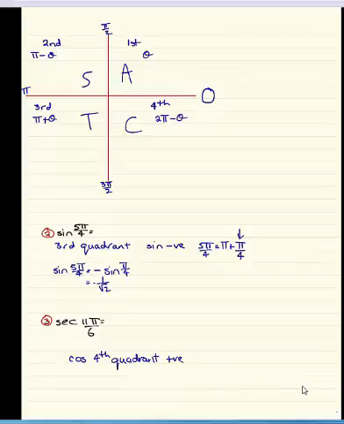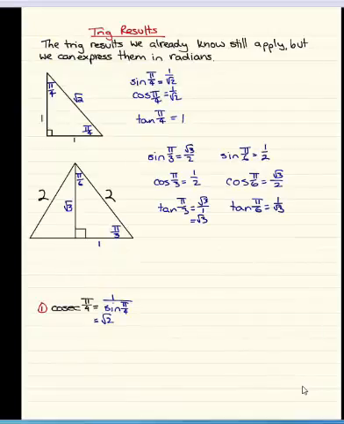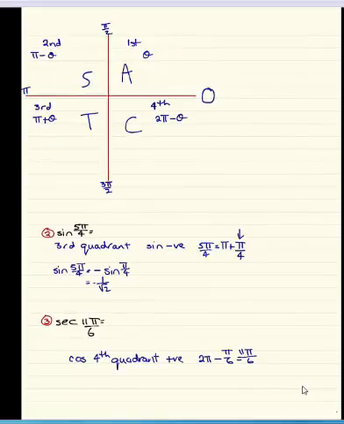So we know that cos in the fourth quadrant is positive. And we know that we are working with 2 pi minus, so think about it, it's 2 pi minus pi over 6, because that's what's equal to 11 pi over 6. So we need to work out what cos of pi over 6 is. Go back to your triangles. Cos of pi over 6 is root 3 over 2. Therefore, sec is equal to 2 over root 3.